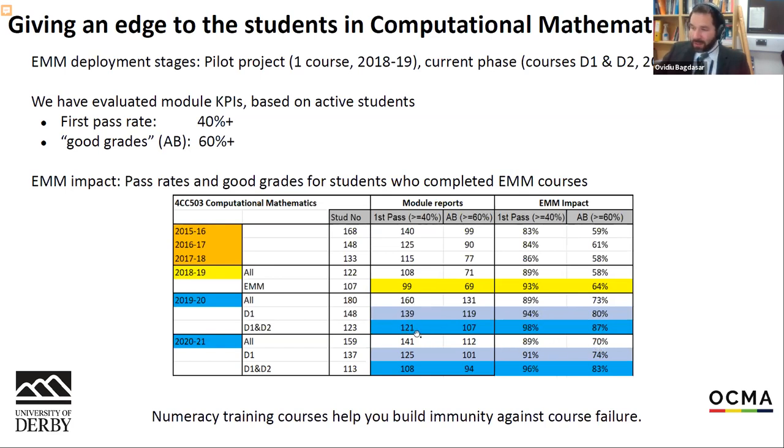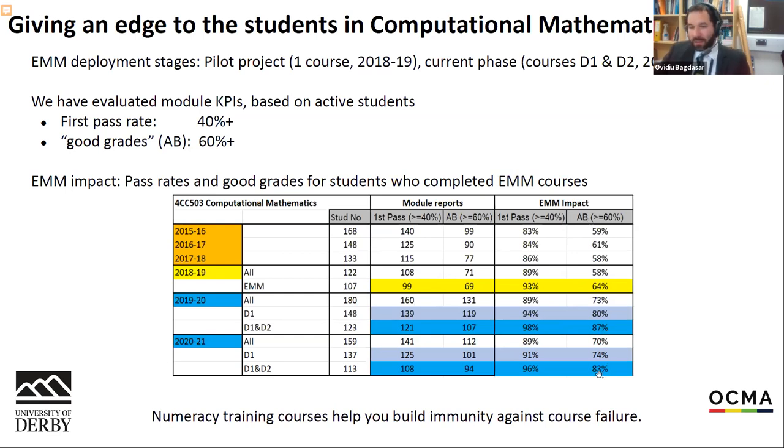However, for the students who actually engaged properly with the courses, now that I deployed two custom-made courses, D1 and D2, from DARBY1, DARBY2, the pass rate for the students who passed the numeracy training course was 98% and 96% in two consecutive years. Then the good grades were 87% and 83%.